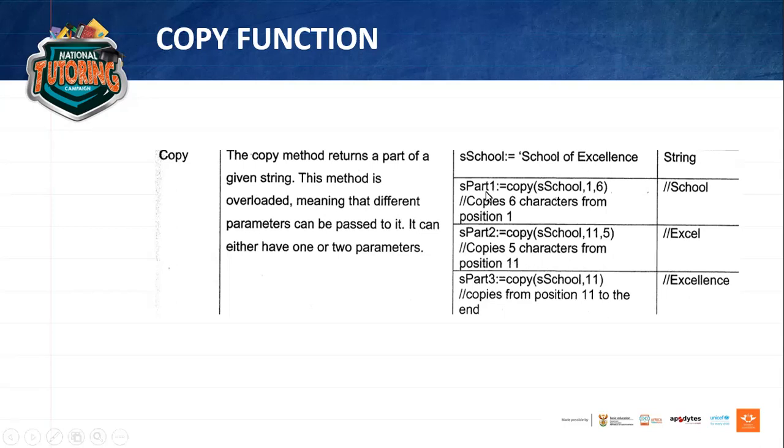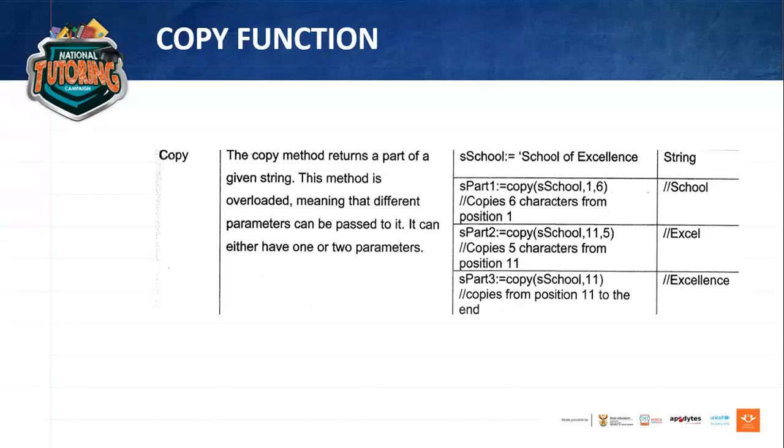Now, see what happens when we create another variable. Also remember, when you use the copy function, it is a function, so it returns a result. What does it return? It returns a piece or a part of the complete string. So the original string is School of Excellence, but we can use the copy function to pull out pieces of that.